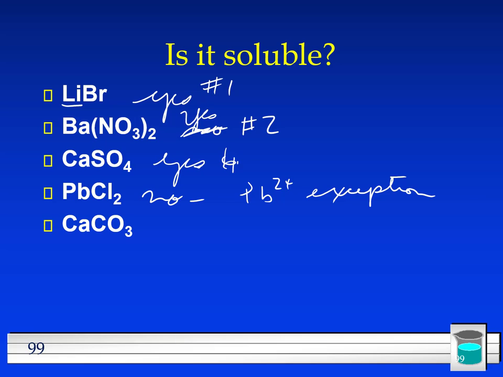CaCO3. Is Ca an alkali metal? No. CO3 is a carbonate. Rule number 5 says carbonates are insoluble. Because carbonates are insoluble. That was on the list of all the negative ions.